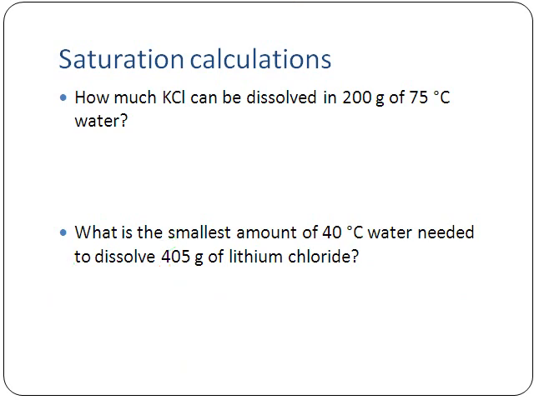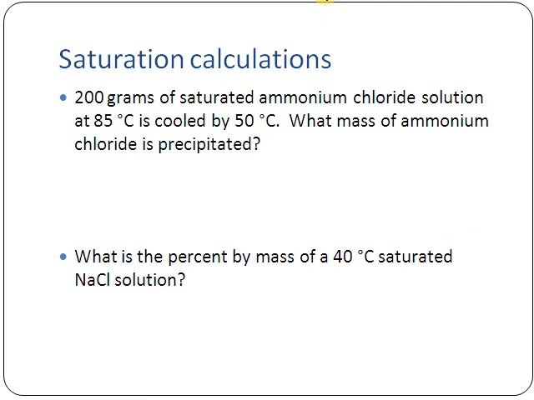Let's do a couple more on this case. And so to do that, we'll go forward a couple spots. So 200 grams of saturated ammonium chloride solution at 85 degrees Celsius is cooled by 50 degrees. What mass of ammonium chloride is precipitated? Precipitated because, remember that at 85 degrees, we can hold more ammonium chloride than we can at 50 degrees.